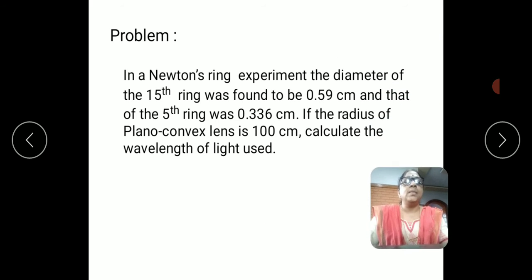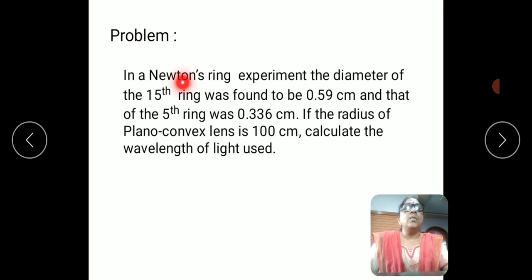Now let us see the problem. In the Newton's ring experiment, the diameter of the 15th ring was found to be 0.59 centimeter and that of the 5th ring was 0.336 centimeter. If the radius of the plano-convex lens is 100 centimeter, calculate the wavelength of the light used.